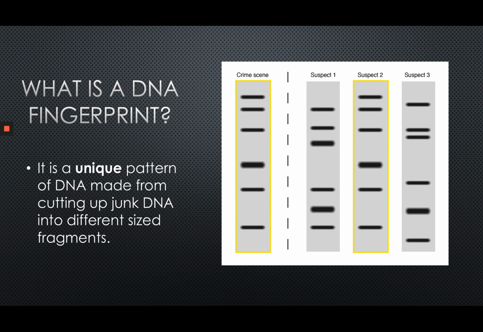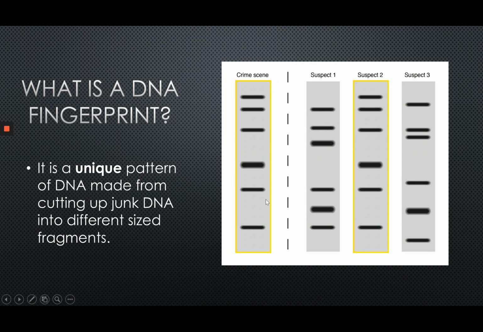So just like a regular human fingerprint, fingerprints are very unique, right? So a DNA fingerprint is just a unique pattern of DNA that is unique from person to person. So no one in the world would have exactly the same pattern. They may have similar patterns, especially if they're related to you, but every person has a unique fingerprint pattern that's all their own, and it's made from cutting up their junk DNA. Once that junk DNA has been cut up, it's sorted into different fragment sizes. And from that, we build a DNA fingerprint.